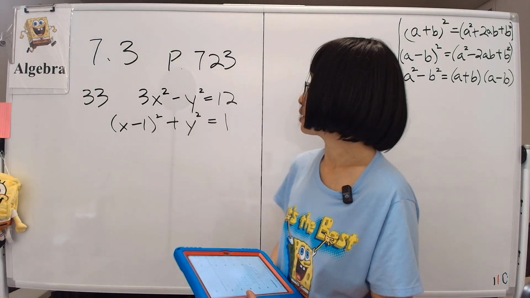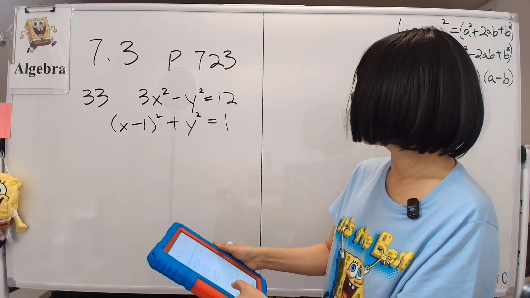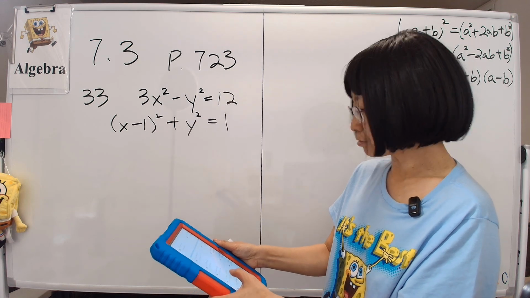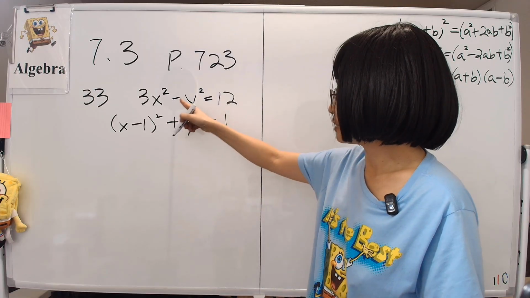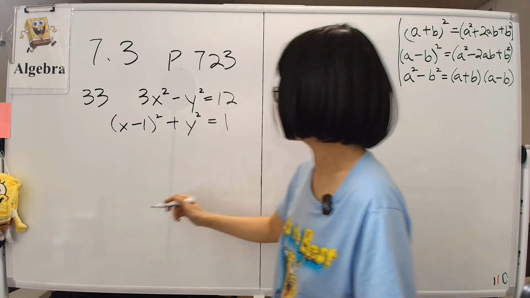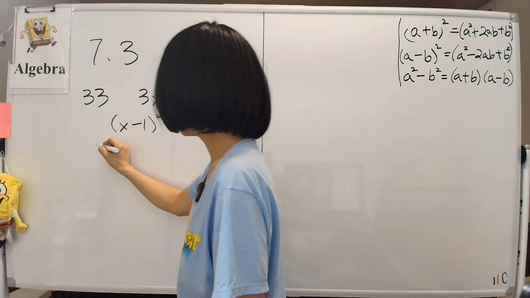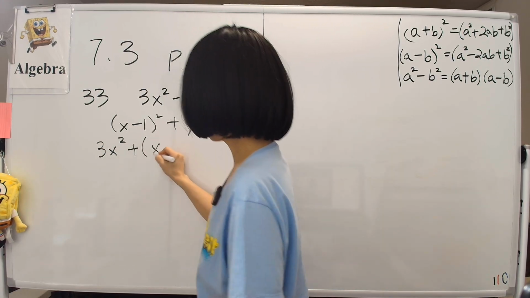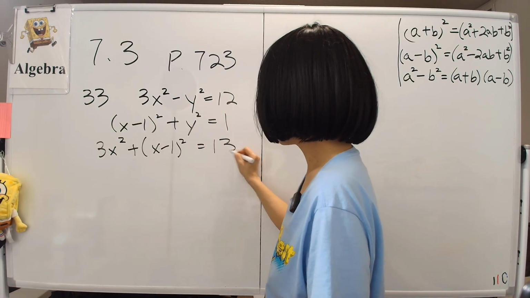So next, let's do problem 33. We have 3x squared minus y squared equals 12, and (x minus 1) squared plus y squared equals 1. Okay, so let's do that. There's conveniently a minus and a plus sign in front of y squared, so let's just add them up. Adding equation 1 to equation 2, we get just x's left: 3x squared plus (x minus 1) squared, and the y's disappear, so 12 plus 1 is 13.